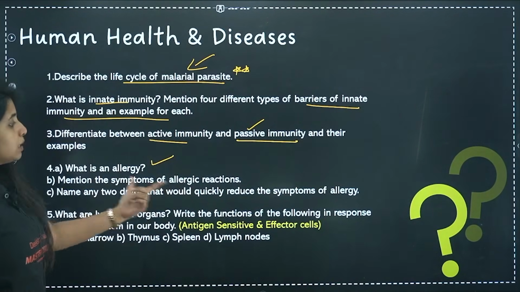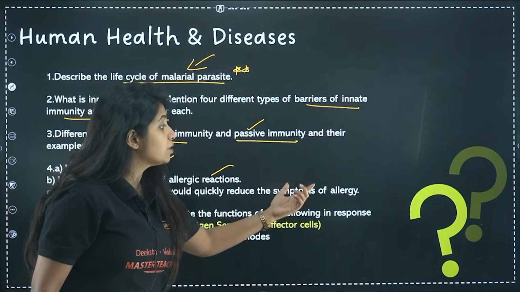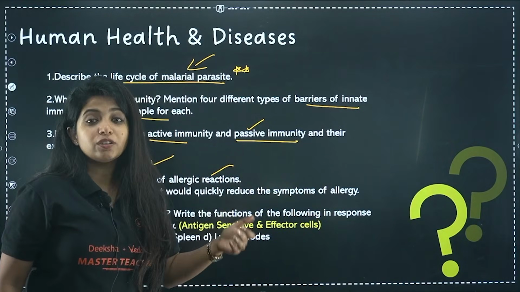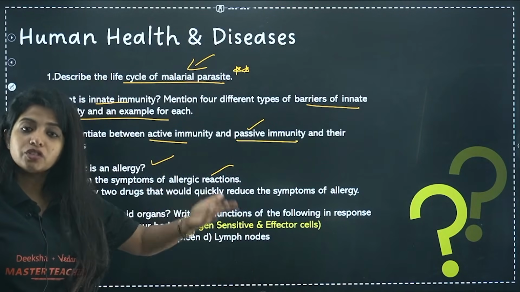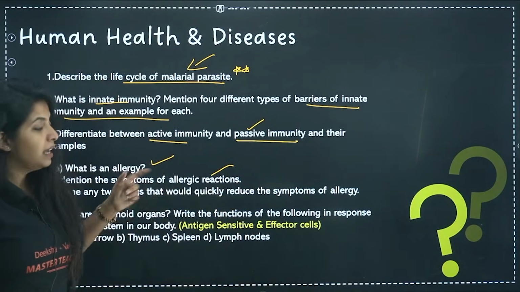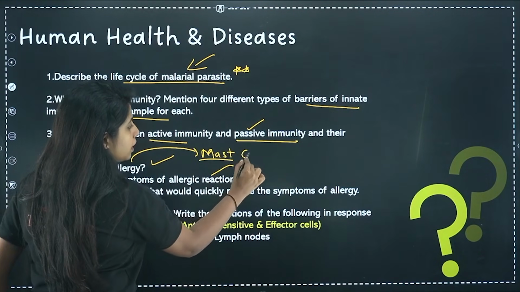Now, what is allergy? Mention the symptoms of allergic reaction. Name any 2 drugs that would quickly reduce the symptoms of allergy. Allergy is because of histamine secretion. Now, you give antihistamines or you give steroids. In that way, it can be treated. Now, in allergy, what cells are involved? Please know it is mast cells that are involved.